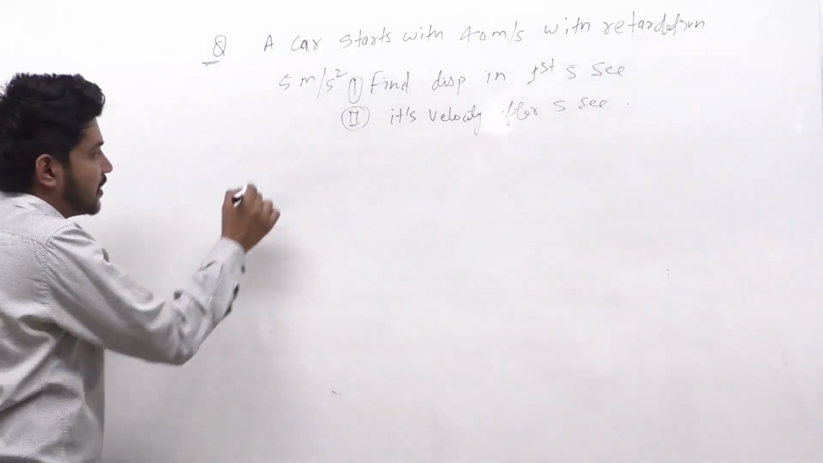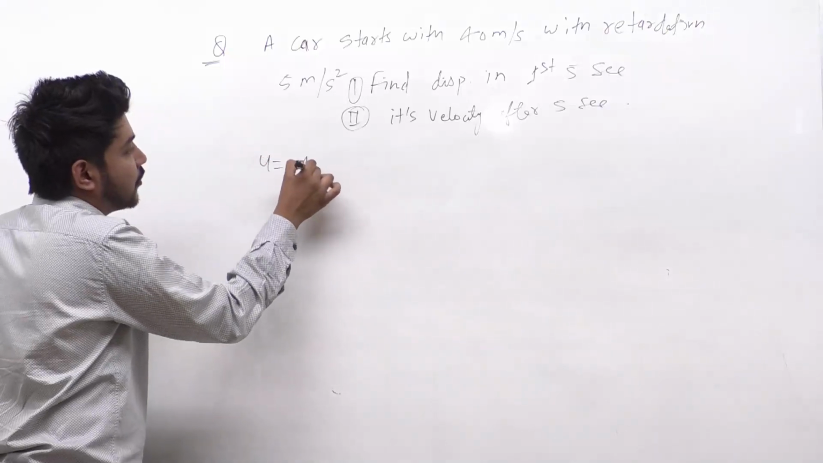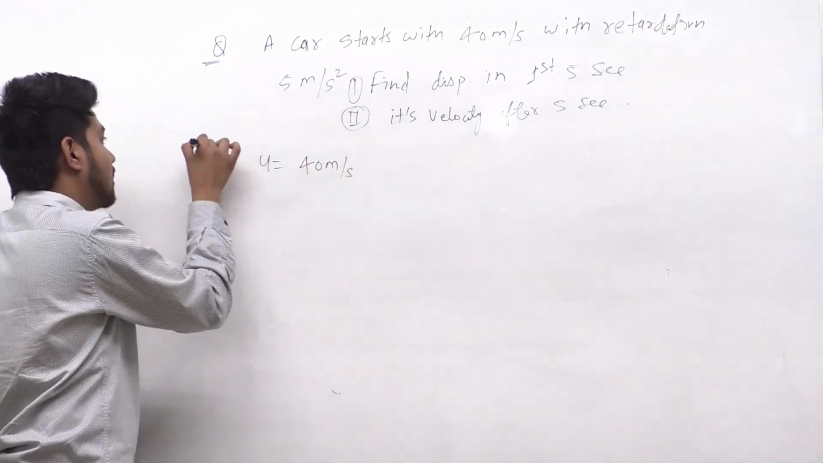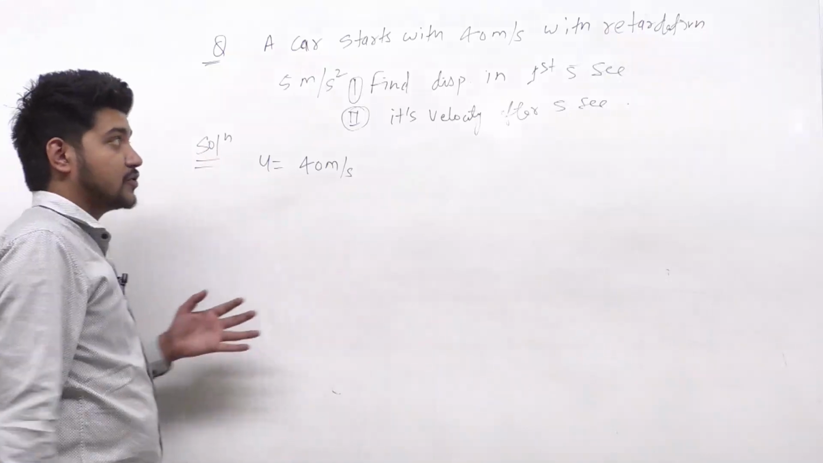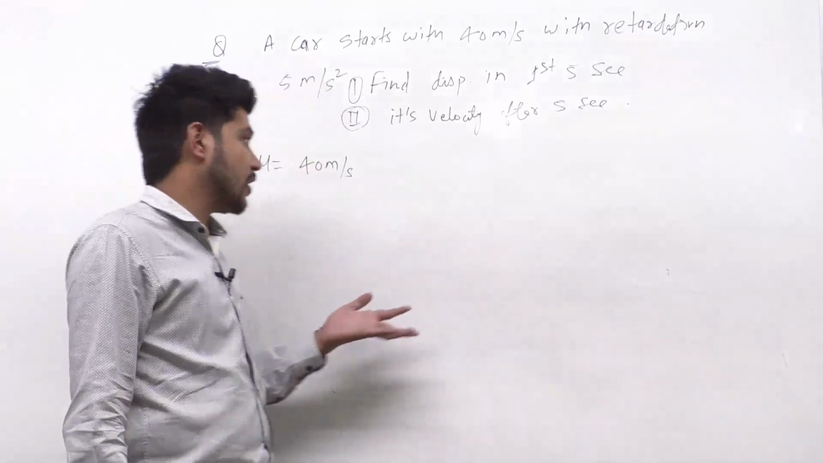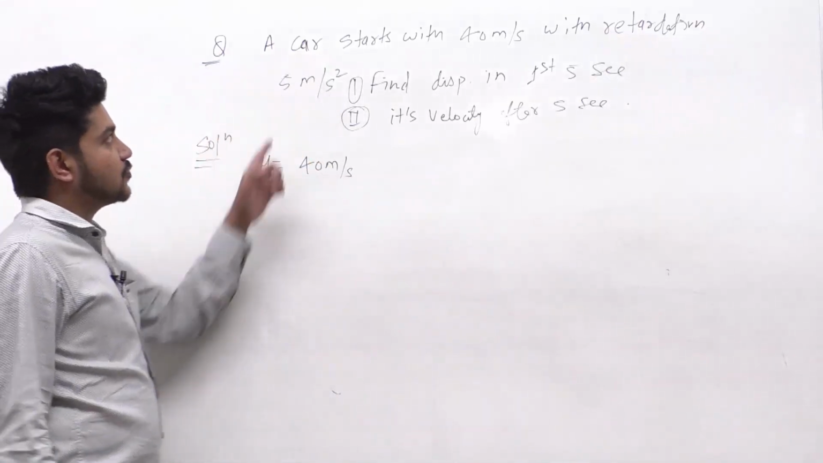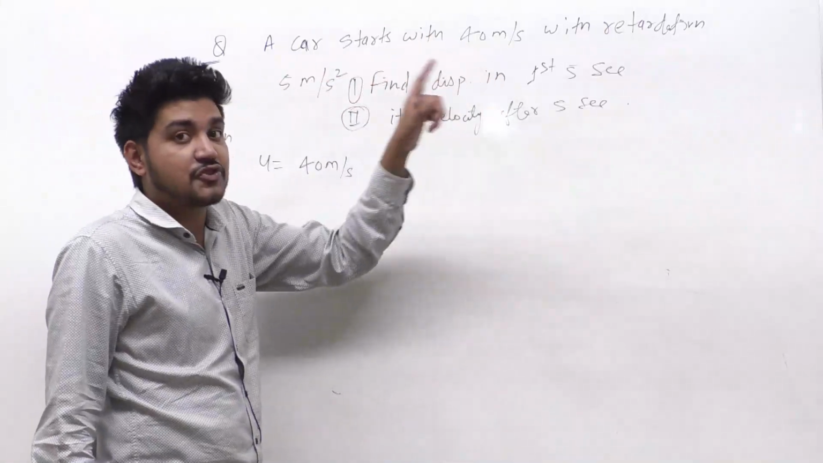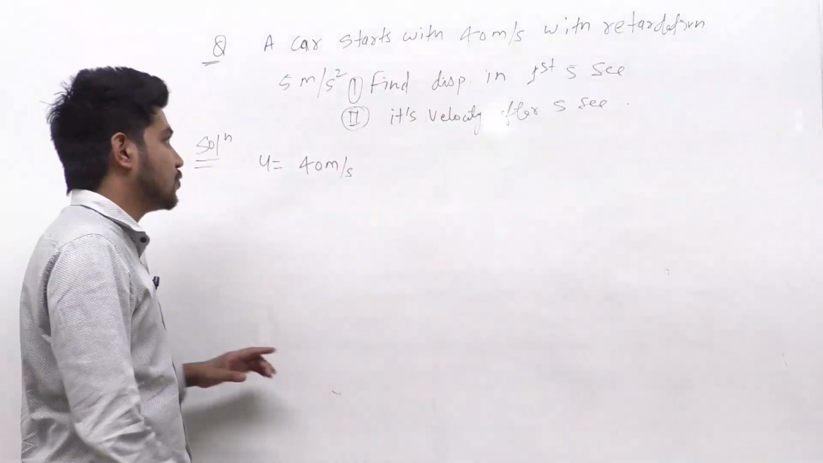So now this time initial velocity is given as 40 meter per second. I've started solving this question. You can also try by pausing the screen. Okay. So initial velocity is, because a car starts with 40 meter per second, which means this is initial velocity at t is equal to 0.